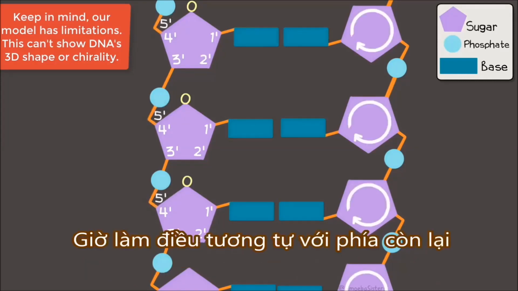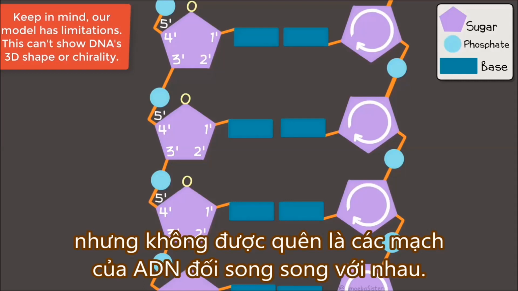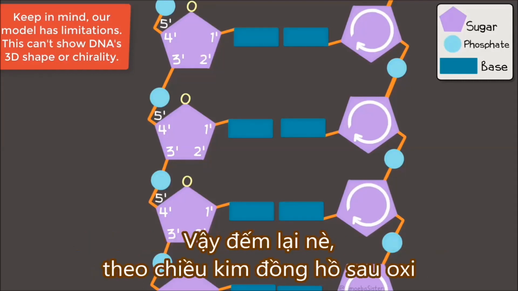Now, you do the same thing for the other side, but keep in mind DNA strands are anti-parallel to each other. So let's count these, again clockwise after the oxygen.